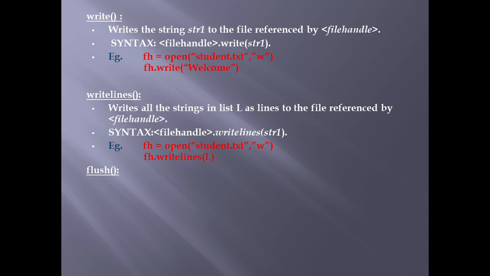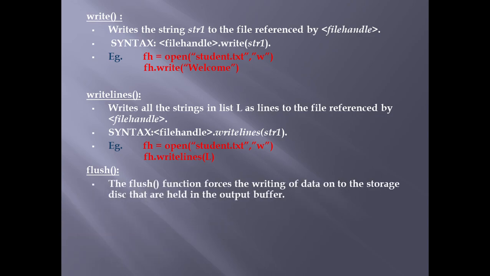Next is the flush function. Usually, Python will write the data given by the user to the respective file after storing the content in the buffer for some time. If we want the content to be immediately written into the file, we can use this flush function. In this example, fh = open("student.txt", "w"), fh.write("God is great"), fh.flush(). So the sentence God is great will be immediately written into the file.